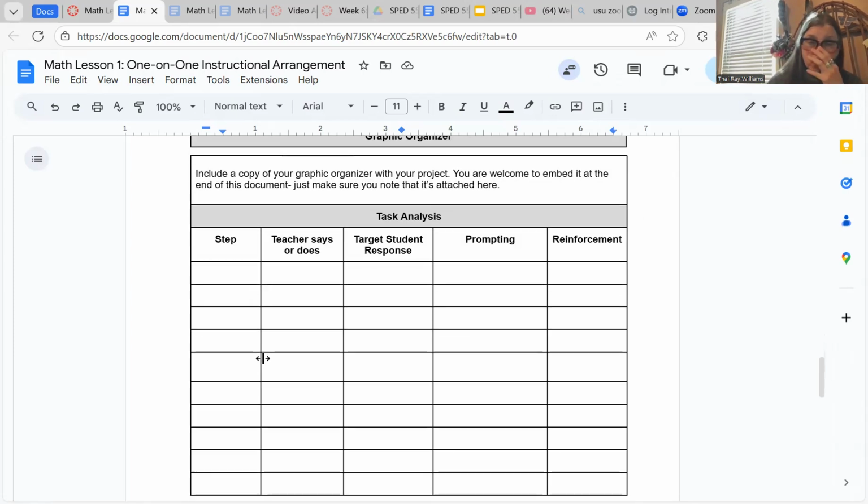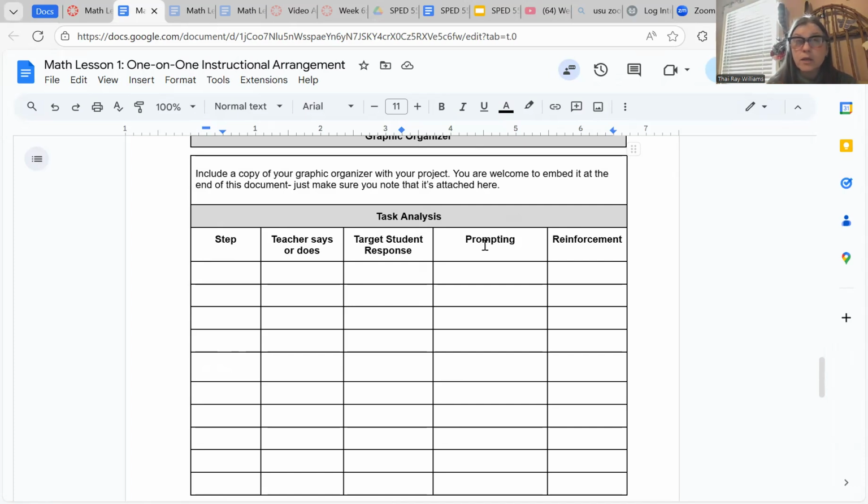And then finally, you're going to take your task, you are going to take your complex task, and whatever it looks like, you're going to break it down into steps. You're going to do a task analysis. You will write out, and I need to see what the teacher says or does, what the student's response is, what kind of prompting is given. So if it's a system of least prompts, I need to actually see for that step what would your system of prompts look like? And if you put verbal prompt, that's not enough. What is the verbal prompt that you would give?